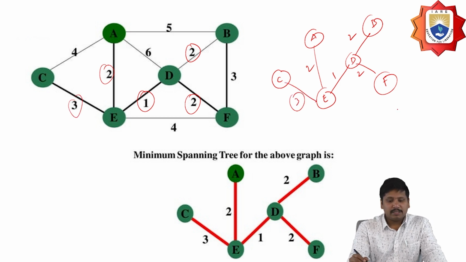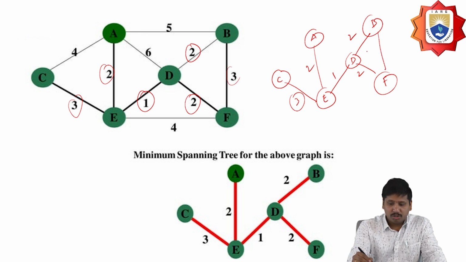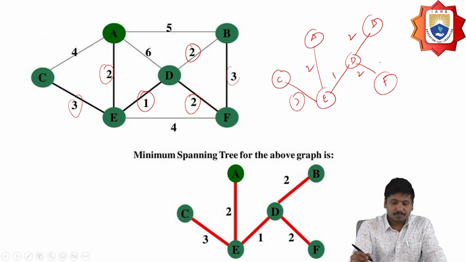And what should be the next minimum weight? 3. So 3 is going to be considered, but it is going to form the cycle, so that kind of edge may not be selected here. So this edge is going to form the cycle here, even though it has the minimum weight. So that's why I'm going to remove this edge.